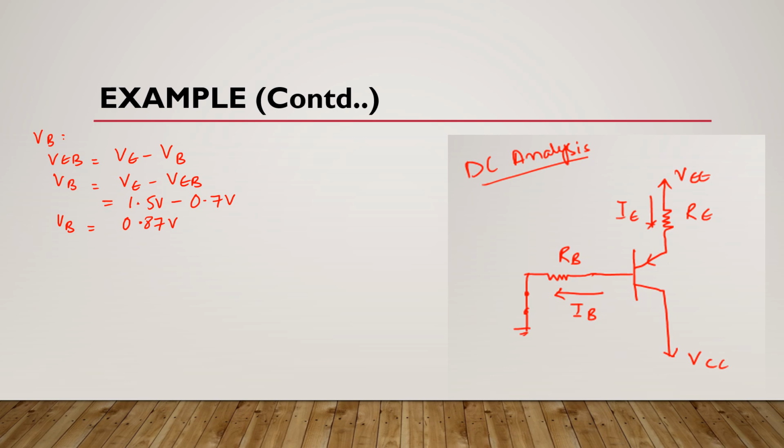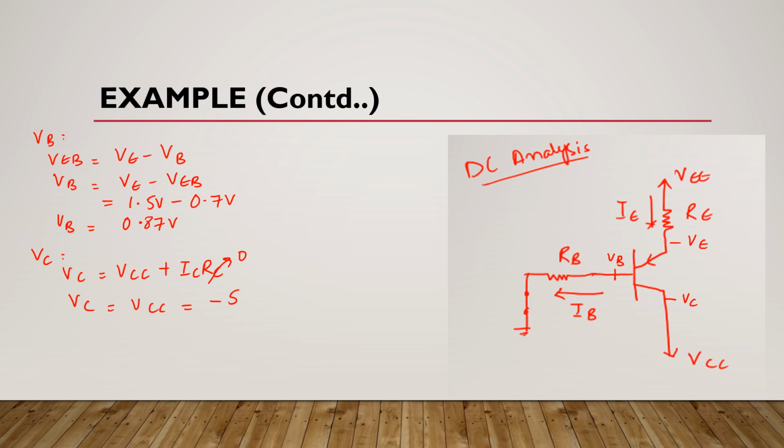Now what about VC? We know that VB is here and VC is here, we have VE here. Okay. Now what about VC? We know that here VC is equal to VCC plus IC RC, but here we have no RC. It means here VC is equal to VCC, and we know that VCC is minus 5 volts. It means here this VC is equal to minus 5 volts.